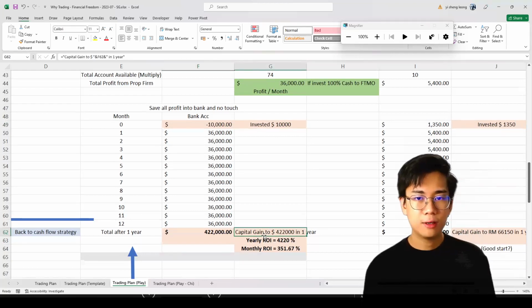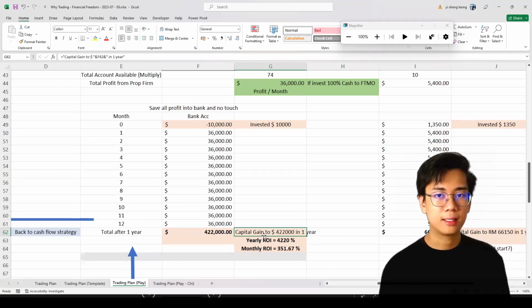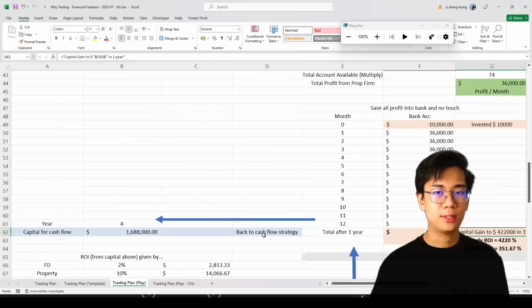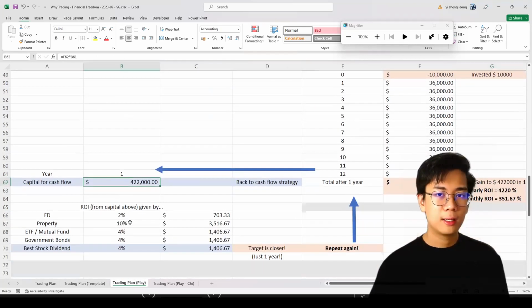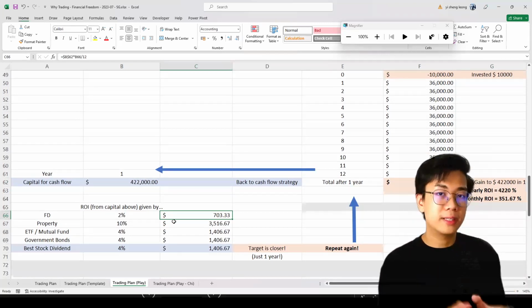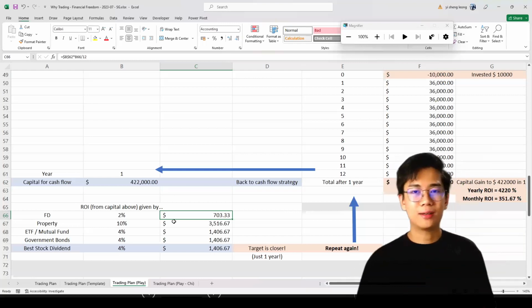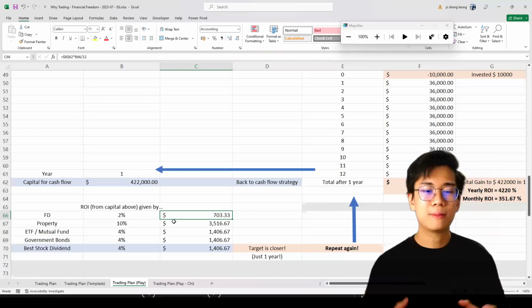Yearly ROI 4,220%. Monthly ROI 351.67%. And what you do after this is you take this money. 1 year is 400,000, right? Put into FD, this is the law. You invest into the place that really gives you the passive income. The place that you sleep also, alright? Regardless of how not smart you are, you can still make money from there.